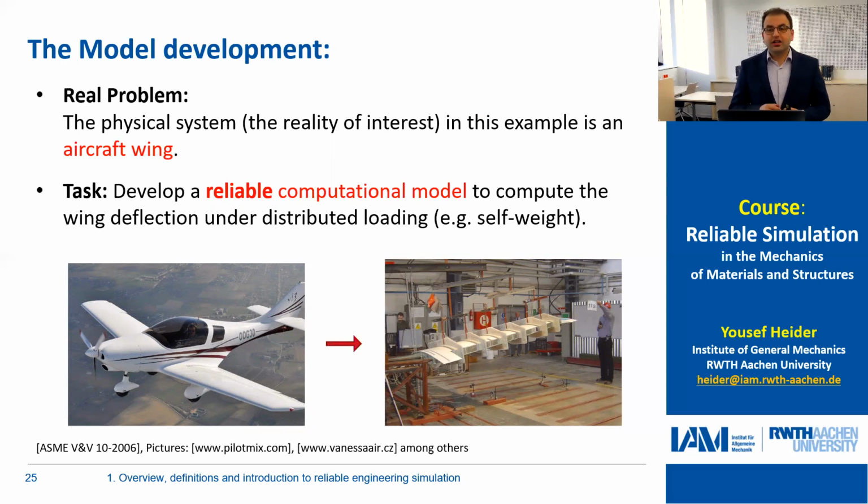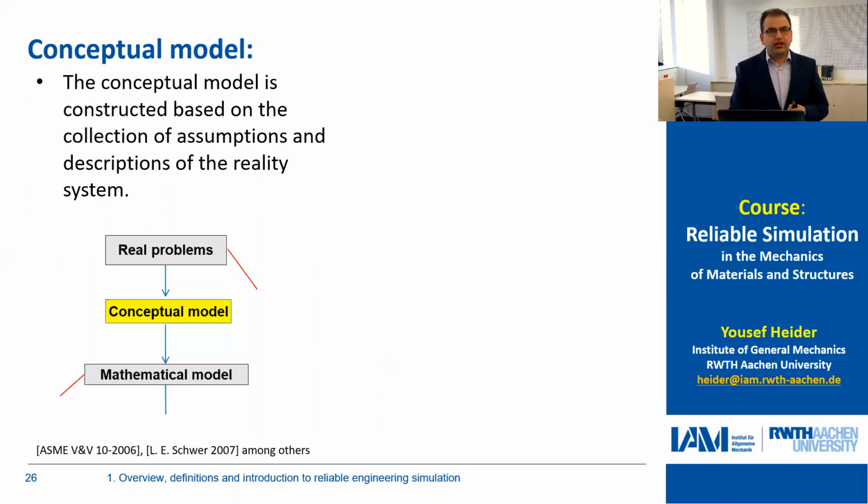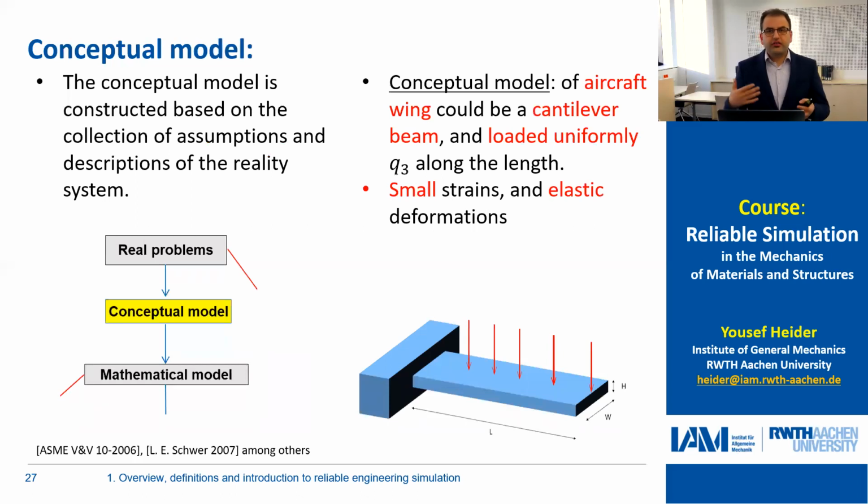We have additionally experimental data. So we build wings in the laboratory with a lot of sensors to measure the deflection, and we apply the self-weight as load and so on. So we have, let's say, reliable experimental data. This is the real model, and then we have the conceptual model. As we said, it's constructed based on the collection of assumptions and descriptions of the real system. In this case, the airplane wings can be approximated by a cantilever beam, which is clamped from one side and free from the other side.